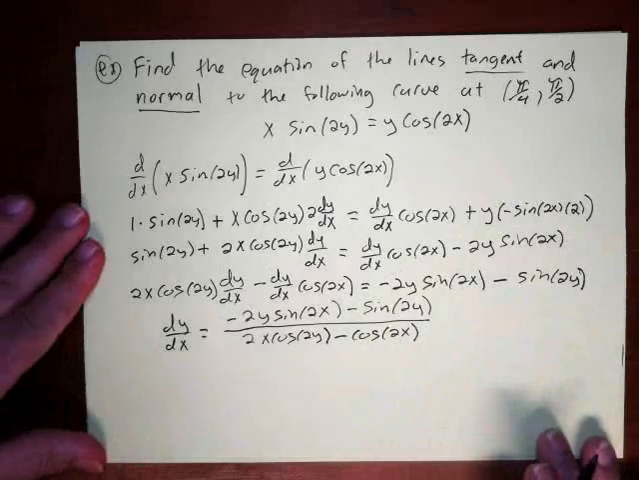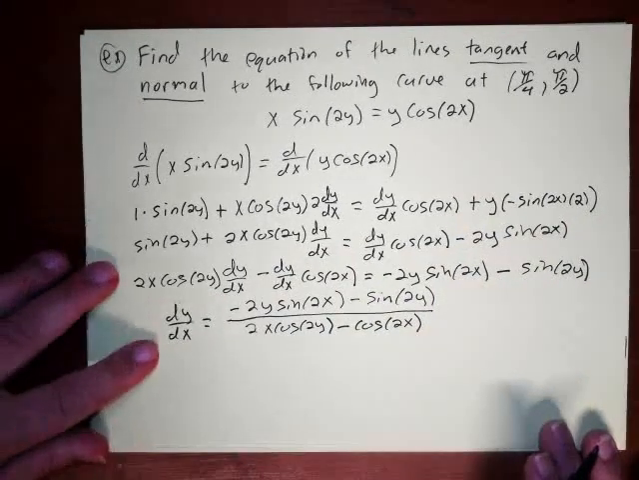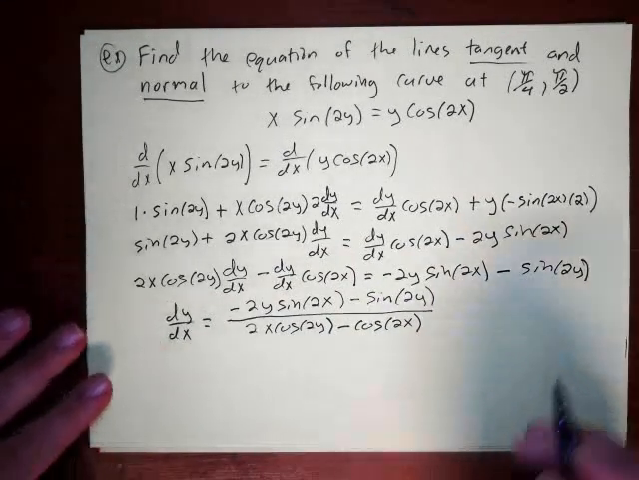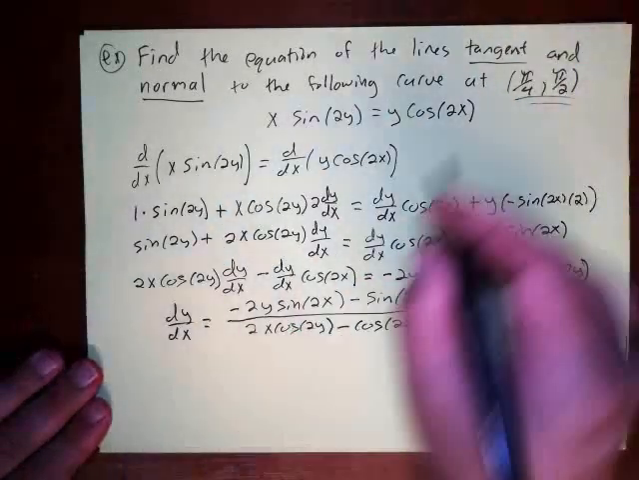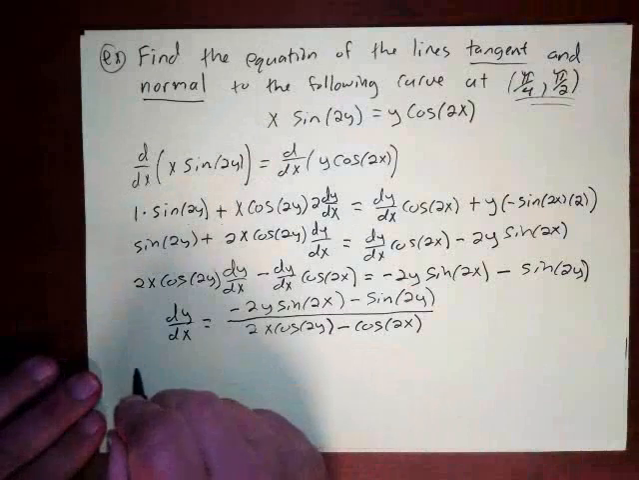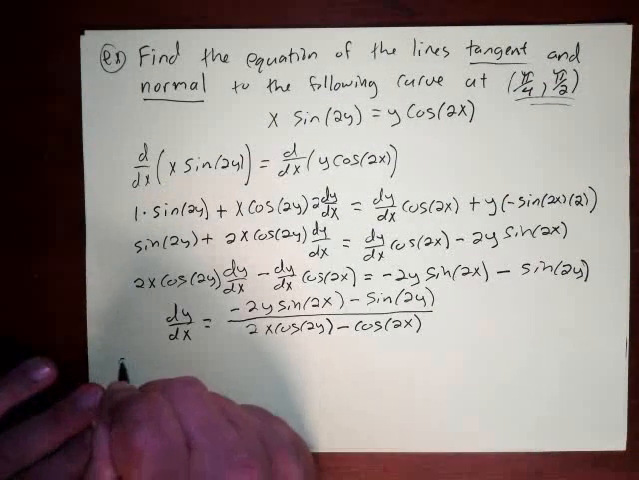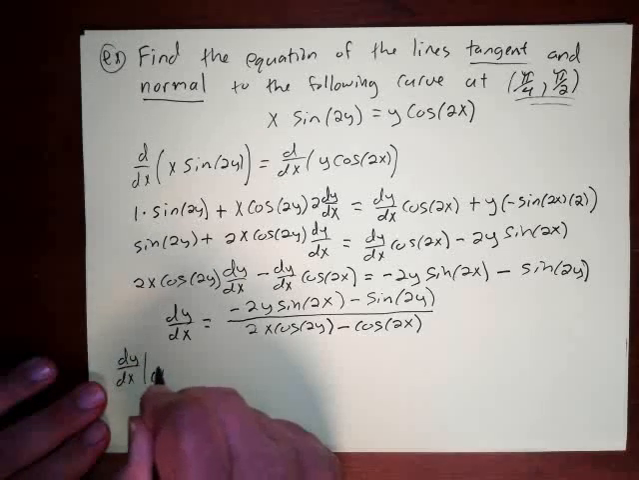Okay, so it looks like that, right? So that's my expression for the slope of the tangent line. So now what I want to do is find the actual slope of the tangent line by plugging in pi over 4 and pi over 2. So dy/dx at that ordered pair.